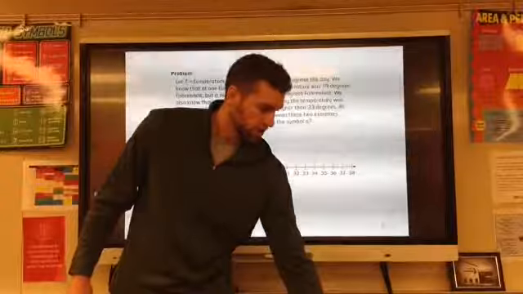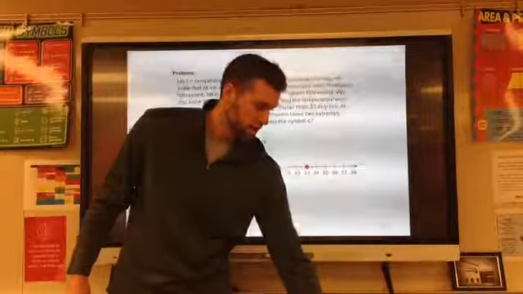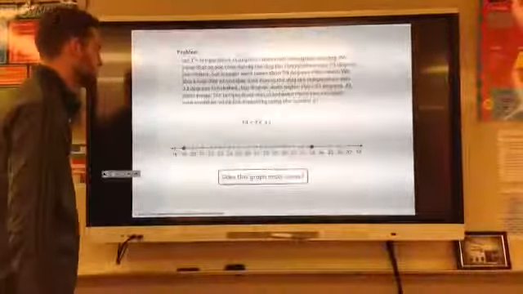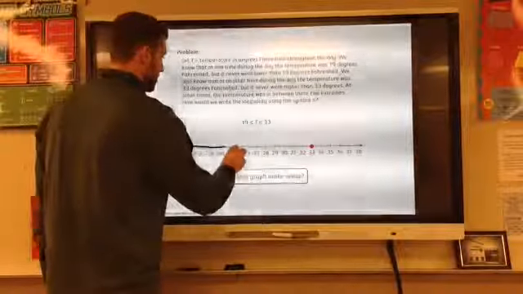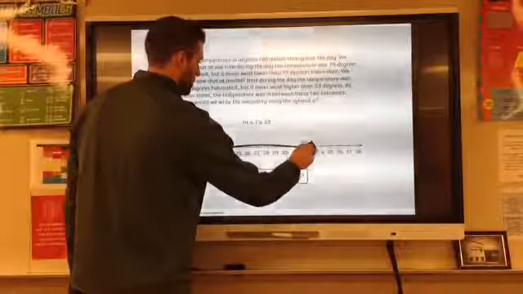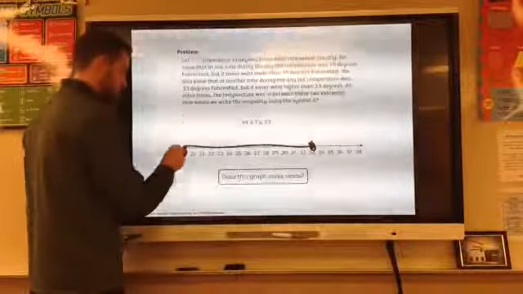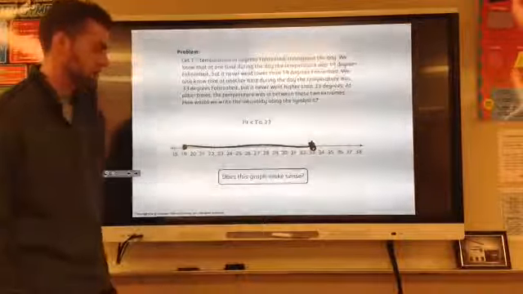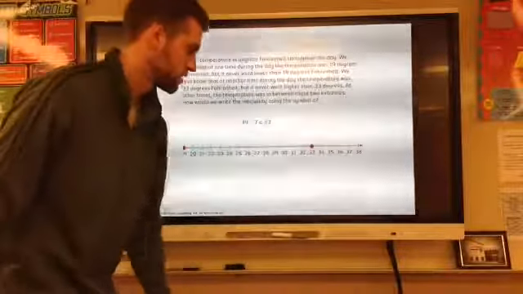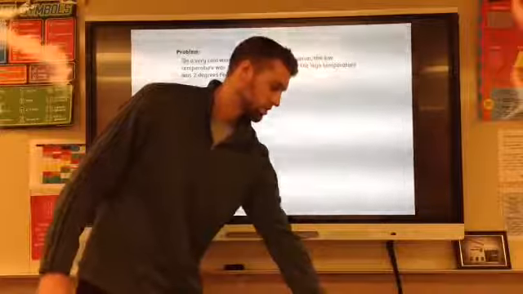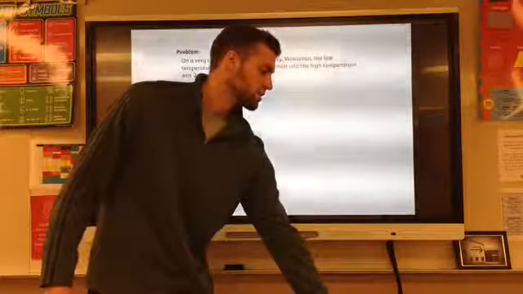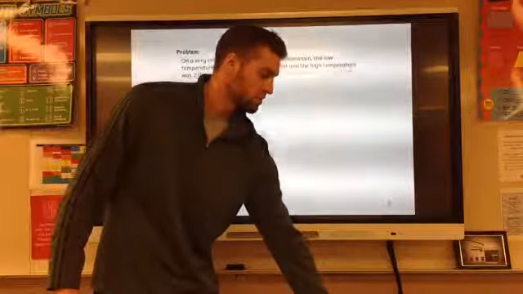So on a number line, again, closed circles at 19 and 33, and we have our line in between. These are closed. So the question is, does this graph make sense? It does.